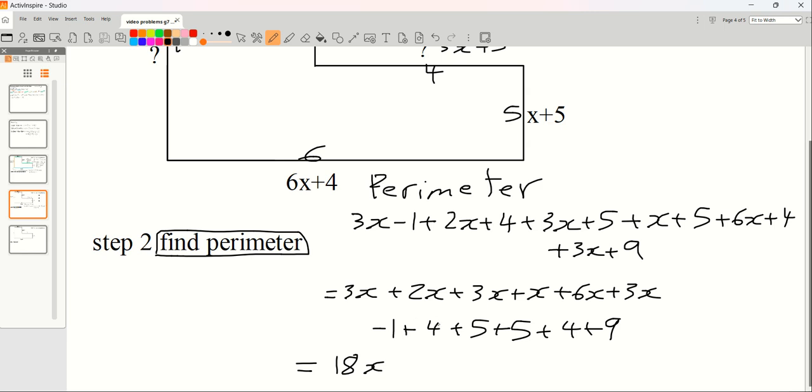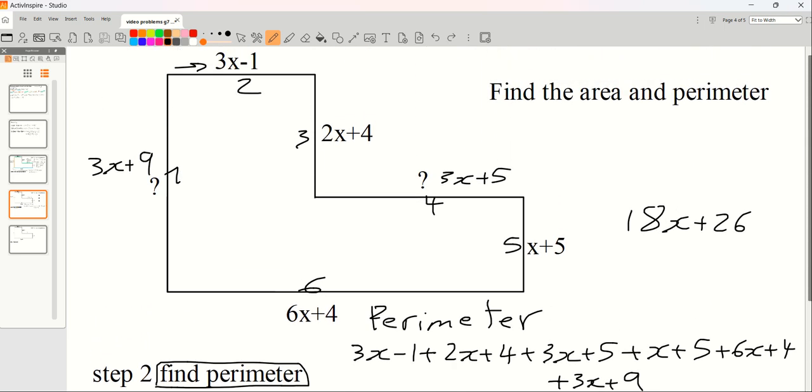Now for the constants, minus 1 plus 4 is a 3. 3 plus 5 is an 8. 8 plus 5 is a 13. 13 plus 4 is a 17. And 17 plus 9 ends up with me having a 26. And that is it in regards to my perimeter. This is my final answer. It is 18x plus 26.